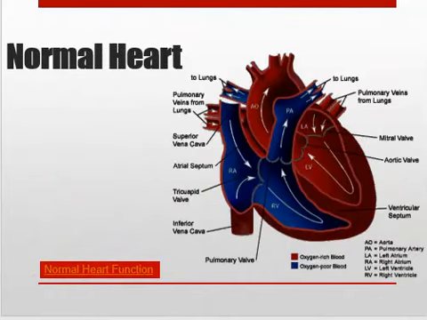All right, so we need to know the normal heart function in order to recognize what is abnormal, right? And that is all review, all right? So make sure you're familiar with the normal flow of the blood through the heart and where the vessels are so you can recognize when something's not right, okay?